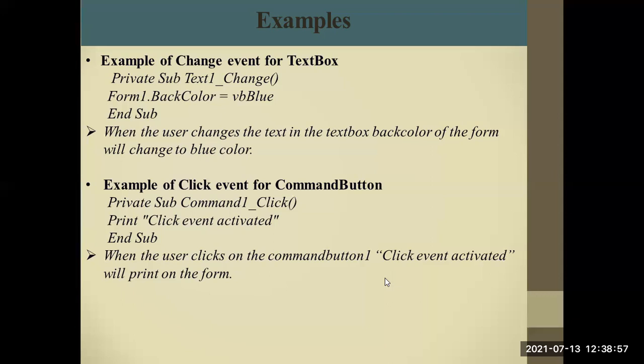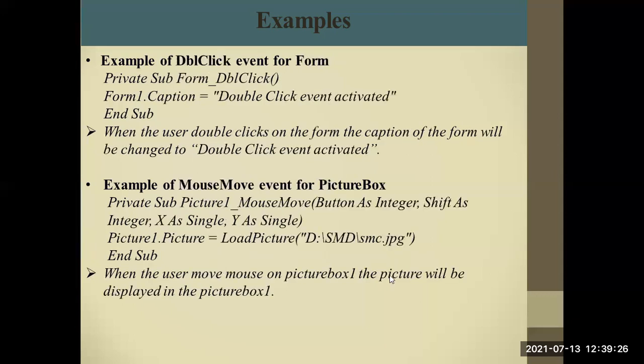Once you execute the program, whenever you click the command button, the click event is activated, which will be printed on the form. The click event is activated and it will print. Now this is an example for the click event and for the mouse event. Just go through this slide for a minute to see how it is working.